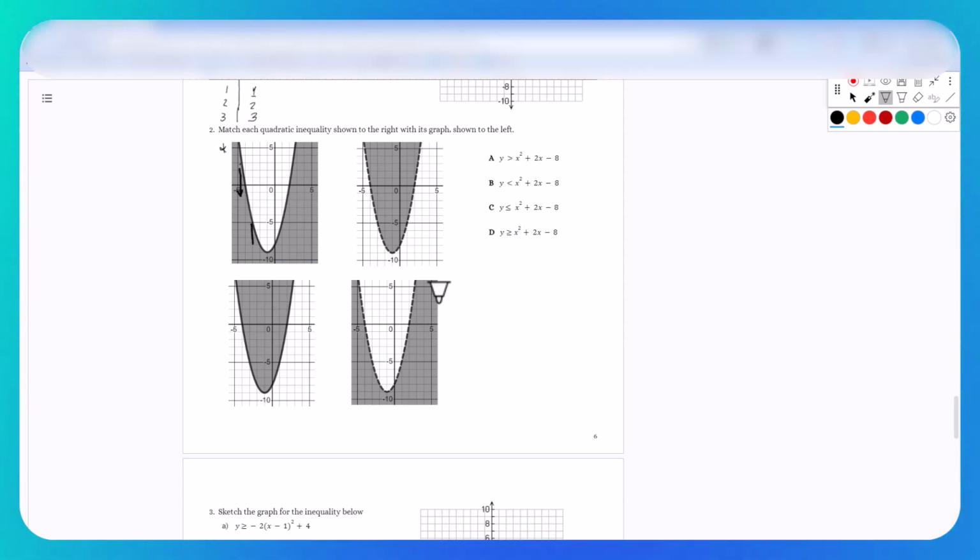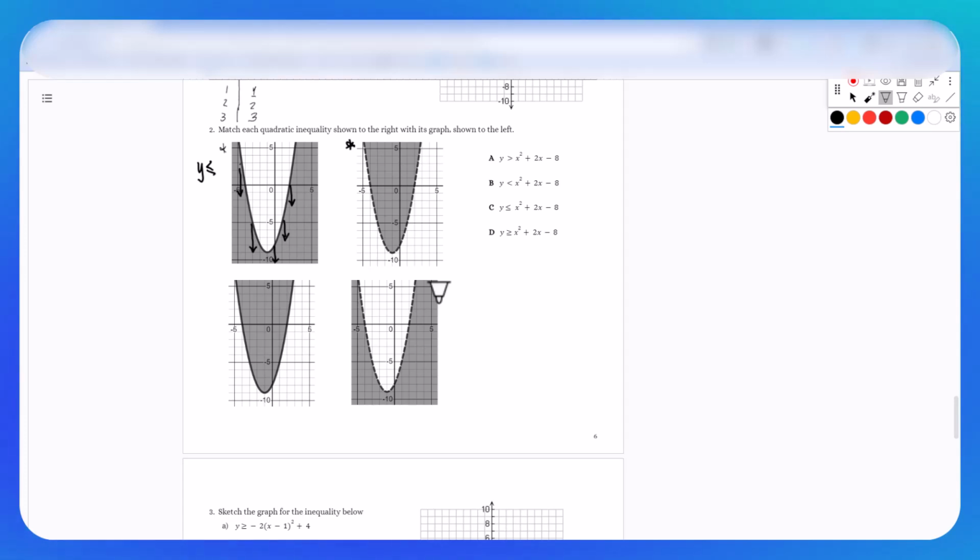I can see that regardless of where I am on this graph, the region is shaded below the line. So we know it's y is less than the boundary line. The other thing I notice is that it's a solid line. So more importantly, we know that this one is y is less than or equal to the boundary line.